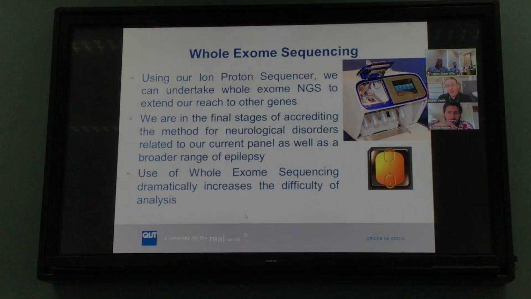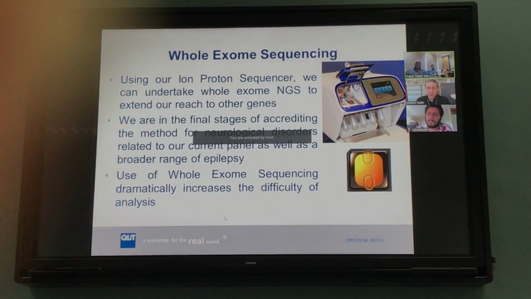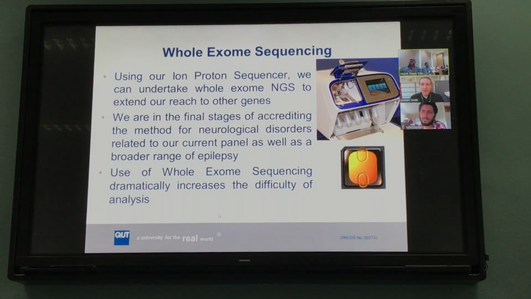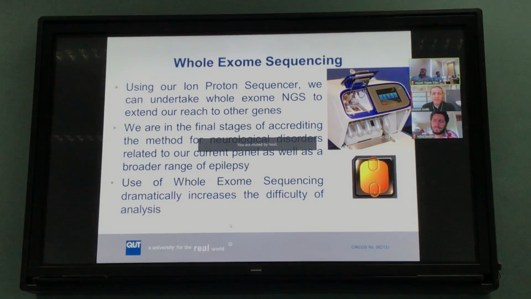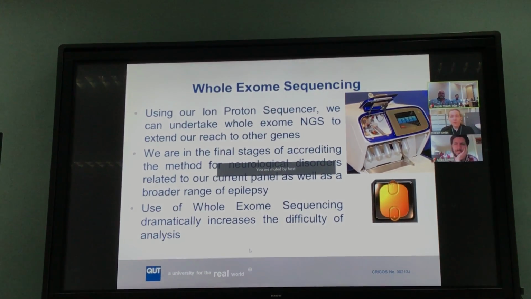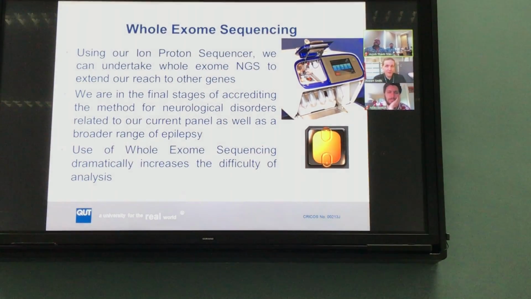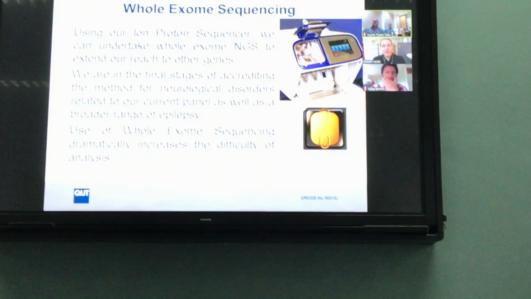So that was fine to start with, but as I said, we're still only getting somewhere between 20 and 30% of the patients. So we started this exome sequencing. And using our proton sequencer, we can extend our reach to other genes. We're in the final stages of getting this method accredited in Australia. We're just now waiting on a few small changes to our facility to allow us to go ahead with it.